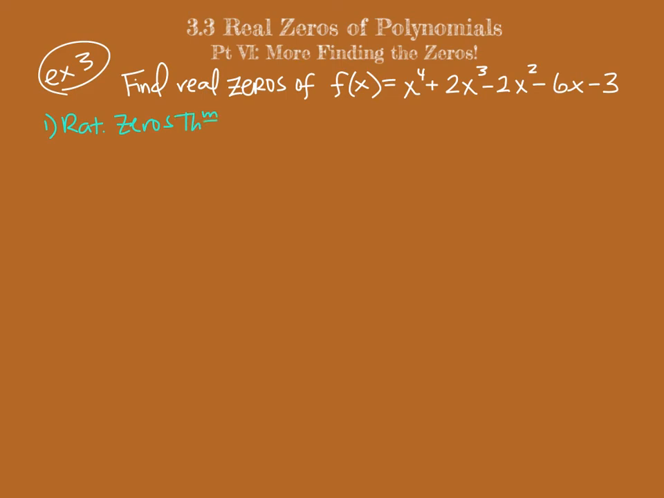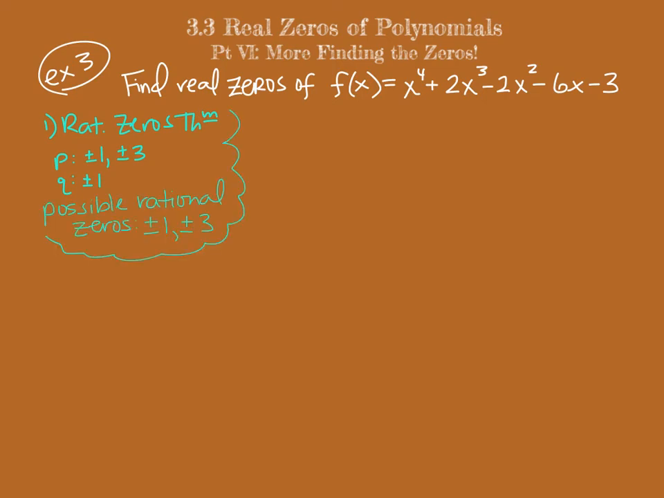So our little p is 3, and so the factors of 3 are plus or minus 1 and plus or minus 3. Our q value, lowercase q, is just 1. The lead coefficient is 1, so it's just plus or minus 1. Therefore, the possible rational zeros are only plus or minus 1 and plus or minus 3.